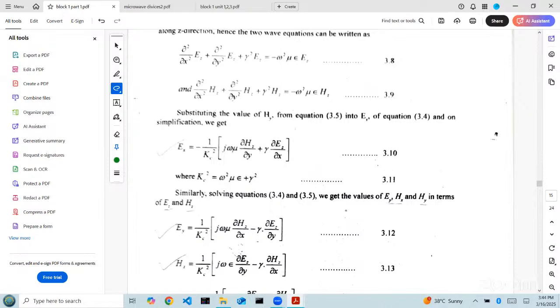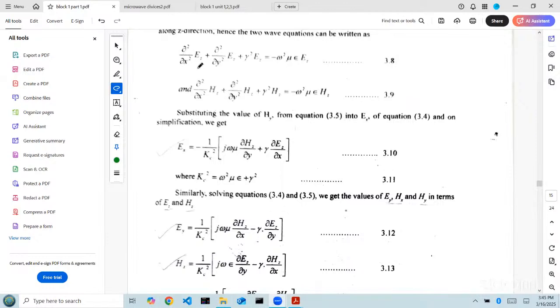How did 3.8 come? From 3.6. Where did 3.9 come from? From 3.7. Two wave equations are written using del square E and del square H. And del square E equals what is written here? Dou square by dou x square.